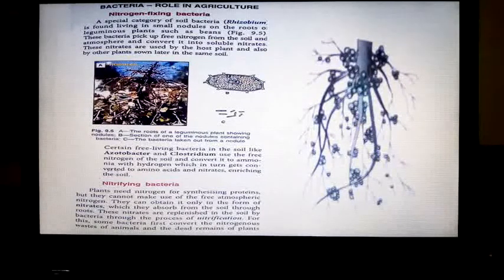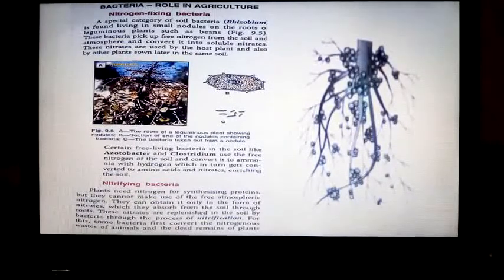They are called nitrogen fixing bacteria. That is, they pick up free nitrogen from the air. You all learned 78% of air contains nitrogen. So that free nitrogen will be picked up and stored in these nodules. The first crop and the next crop also will be using this nitrogen. Is that clear? And certain free living bacteria in the soil like Azotobacter, Clostridium, got it? They fix free nitrogen from the soil, which can be converted into ammonia with the help of hydrogen, which in turn gets converted into amino acids and nitrates, enriching the soil, making the soil very, very fertile.